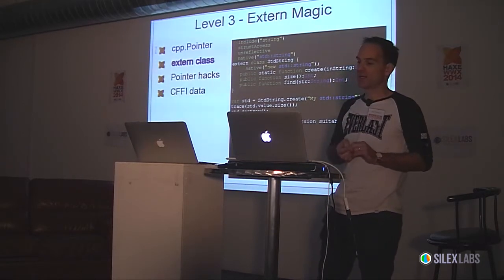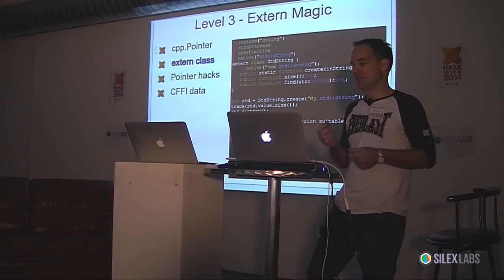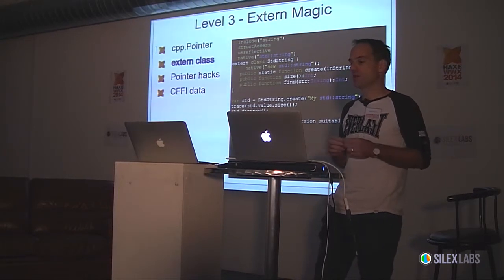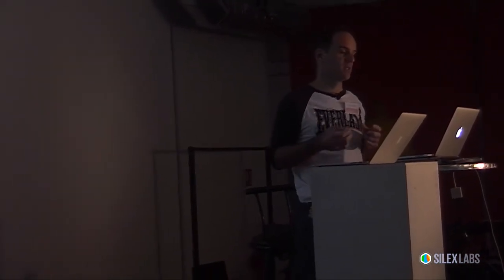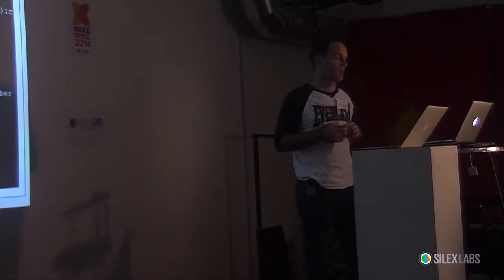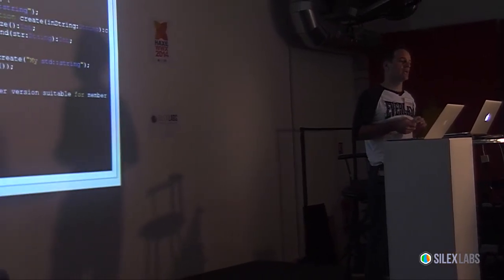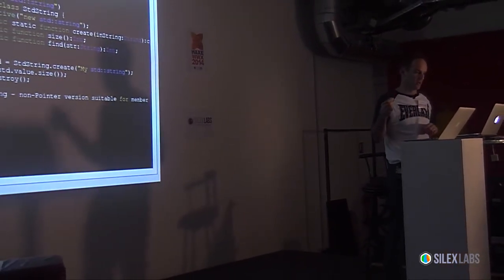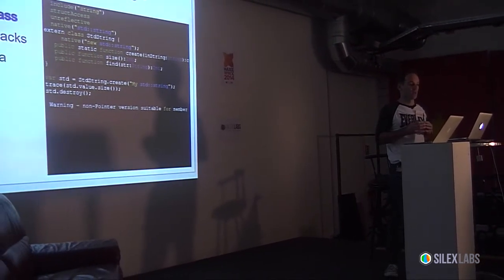So here's the example, std string create, my string. In this case, std will be a pointer to this std string class, which Haxe knows about, and it knows that it's got a .size operator that returns an integer. So I go std.value, which dereferences it, .size, and it will return the number of characters that are in this string. And then the destructor, I call std.destroy. That'll end up calling delete on the string pointer, and that will tidy everything up correctly.